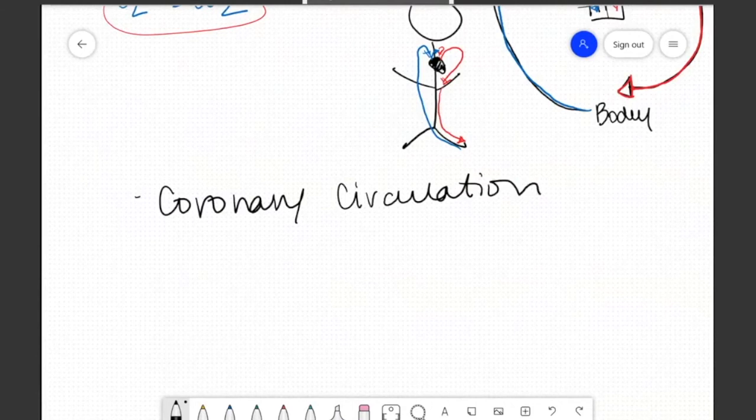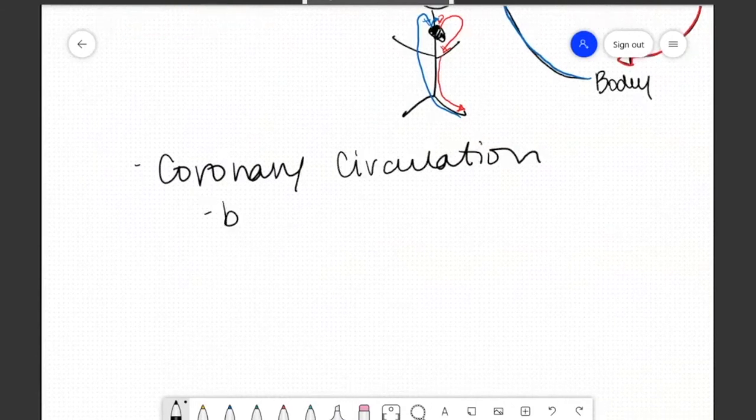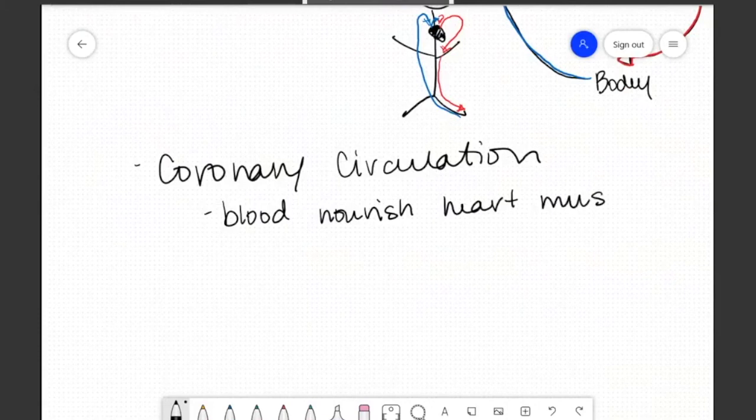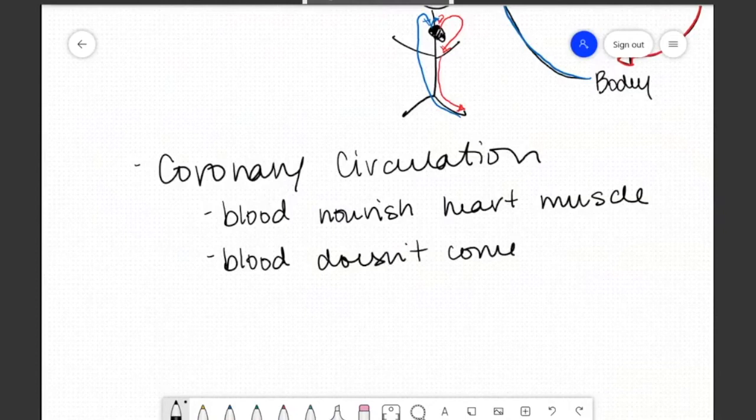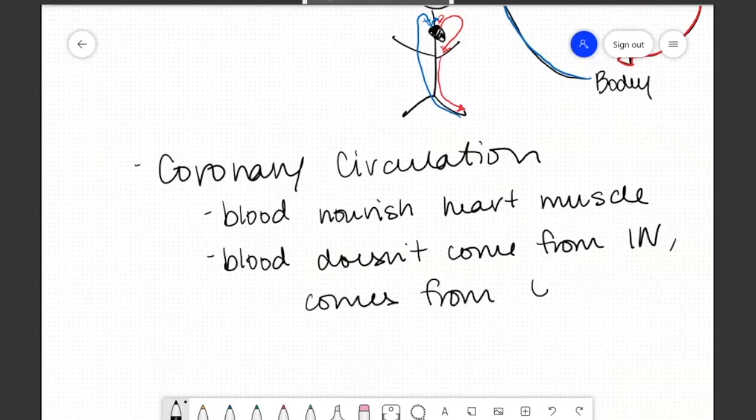So coronary circulation is essentially the blood that is going to nourish the heart itself. Because remember, the heart is a muscle. So we have to have this blood come back and nourish the heart muscle. How that will actually work is the blood doesn't come from inside the heart. It has to come from out, which sounds kind of intuitive.